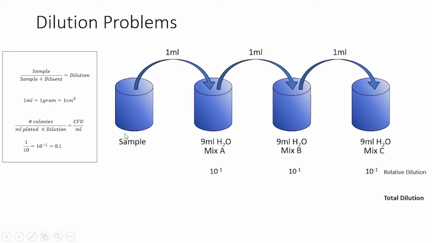We're going to go, okay, but what's the total dilution of each one? So if we took something out of mix A, we know that mix A is 10 to the negative 1 from the sample. If we took one from mix B, that's 10 to the negative 2 from the original sample. And if we took something from mix C, that's 10 to the negative 3 from the original sample.